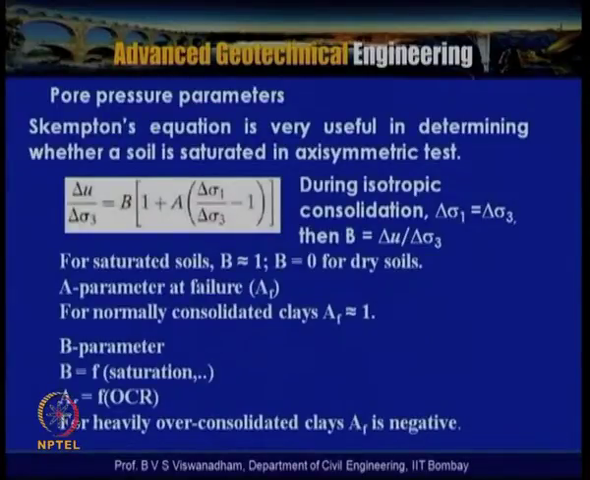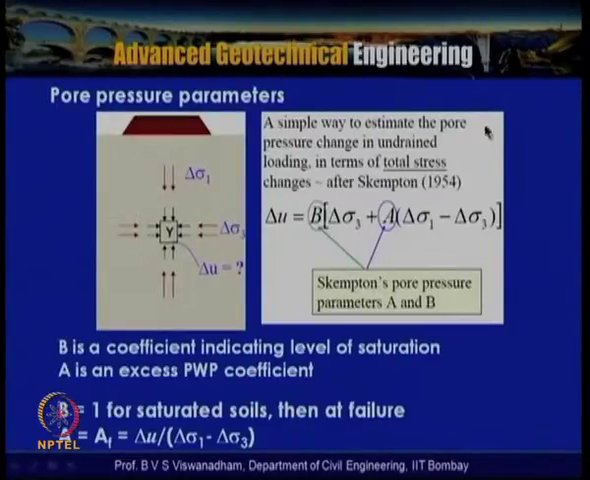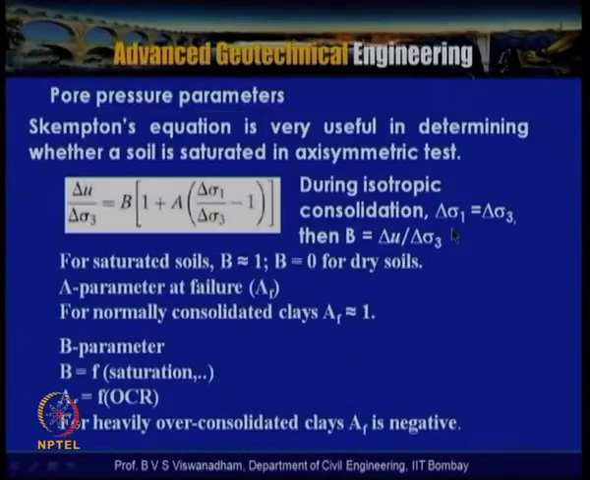So what we have done is that we have taken this particular equation, delta u is equal to b into the brackets delta sigma 3 plus a into delta sigma 1 minus delta sigma 3. Let us divide this entire Skempton equation by delta sigma 3. So what we get is delta u by delta sigma 3 is equal to b into 1 plus a into delta sigma 1 by delta sigma 3 minus 1. So Skempton's equation is very useful in determining whether the soil is saturated in an axisymmetric test.